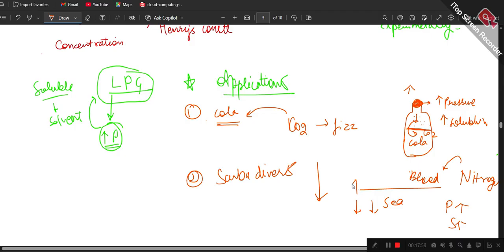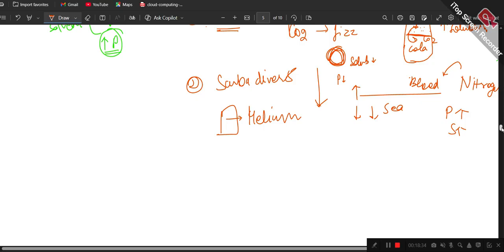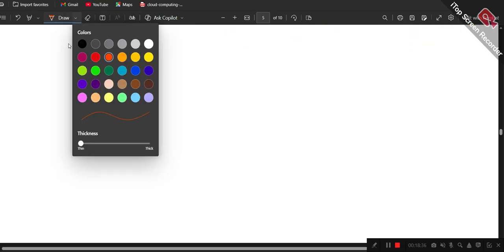When the diver moves back towards the land, the pressure would again reduce, and the solubility would also reduce, and thereby this nitrogen can cause major blockages in the blood vessels. To counter that, some other gas, helium, is added into the tanks of the scuba diver. So these are the two major Henry's law applications you can write.